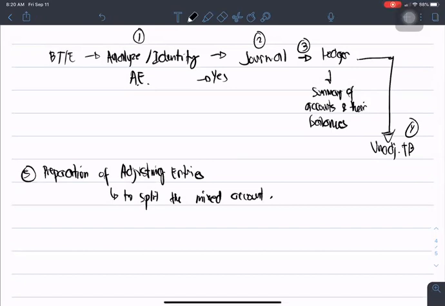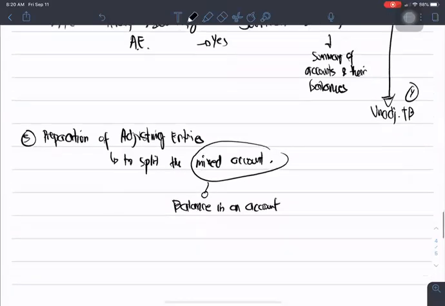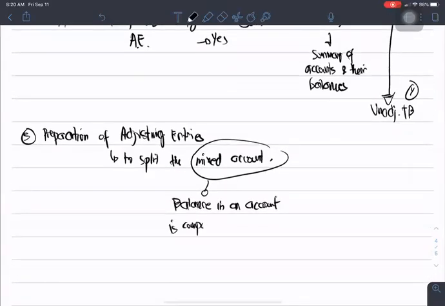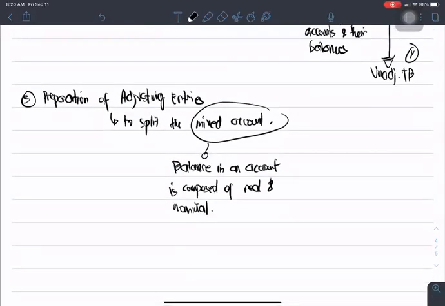So what do we mean by mixed account? When we say mixed account, the balance in an account is composed of real and nominal. Real and nominal.